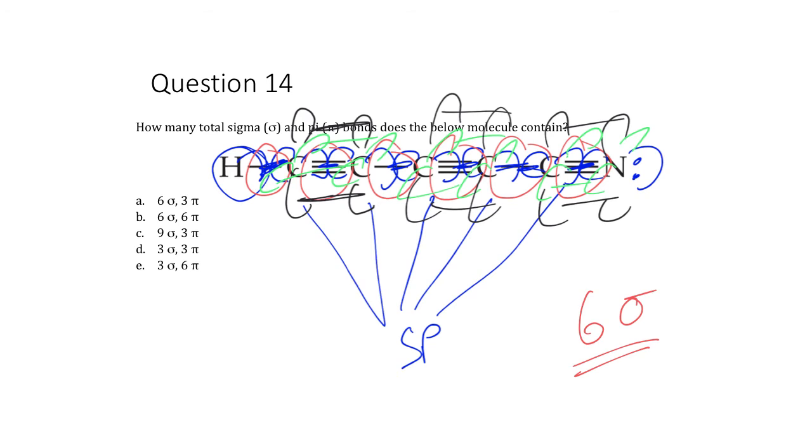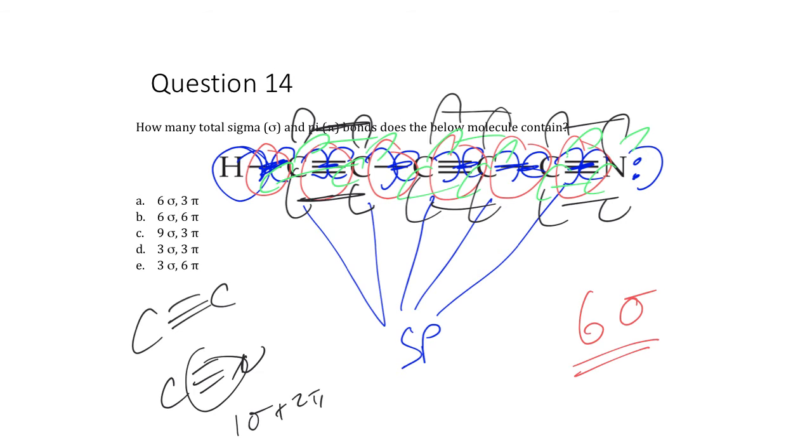And so if we think of a triple bond as being a sigma plus 2 pi bonds, the C triple bond C or the C triple bond N bonds are described as being 1 sigma plus 2 pi. Pretty easy just to count up, having 2, 4, 6 pi bonds. So 6 sigma, 6 pi.